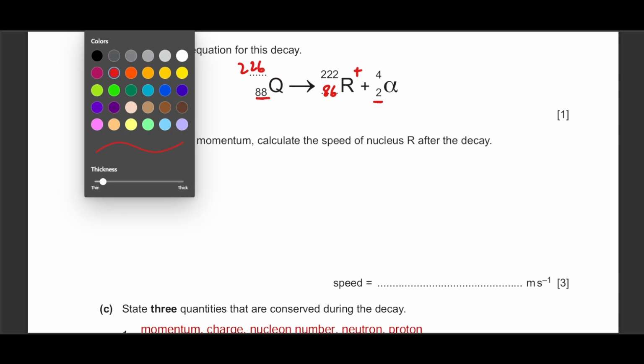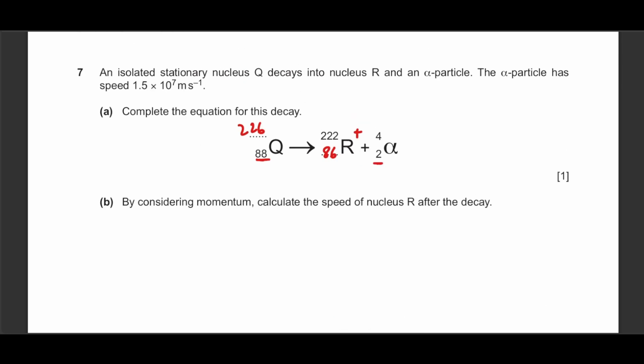By considering momentum, he says that the nucleus Q is stationary. So for the sake of example, if this was stationary, the momentum before the explosion or collision was 0. And if alpha is moving toward the right side, R must be moving toward the left side. If alpha is moving up, R should be moving down.